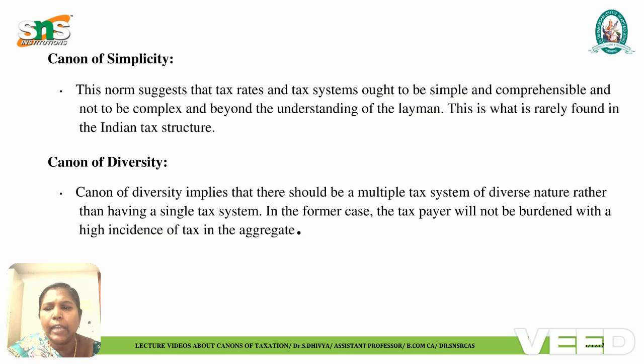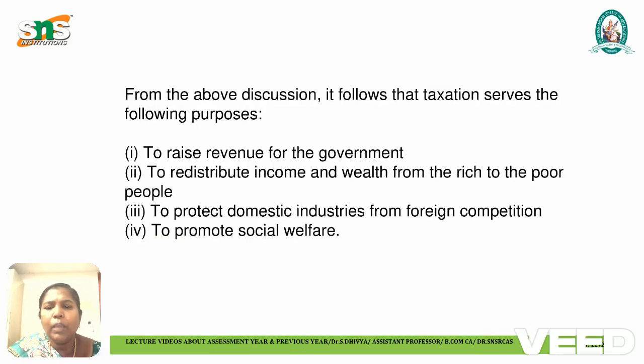Next we'll see the canon of diversity. Canon of diversity implies that there should be multiple tax systems of diverse nature rather than having a single tax system. From the above discussion, it follows that the purpose of taxation is to raise revenue for the government, to redistribute income and wealth from the rich to the poor, to protect domestic industries from foreign competition, and to promote social welfare.